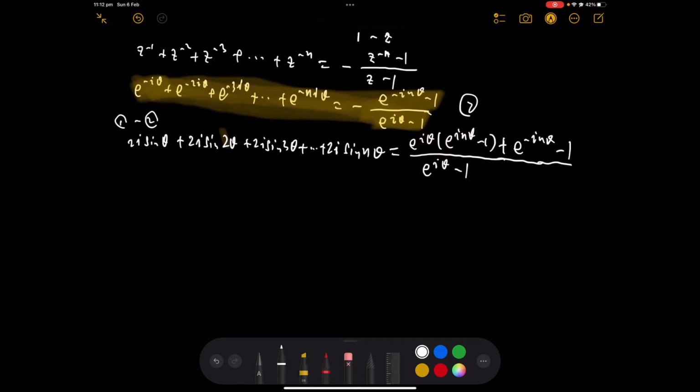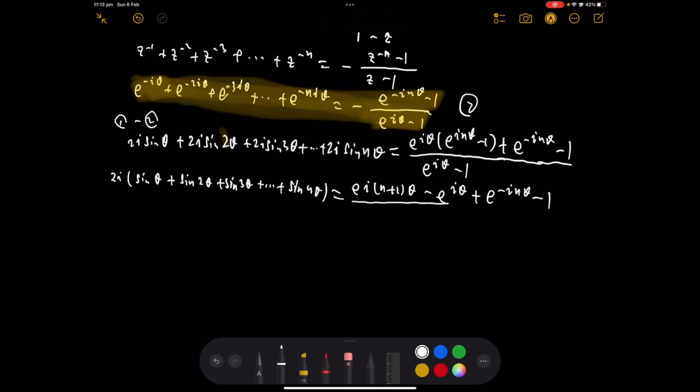It's almost there, except we have 2i, but it's okay. We can just use the 2i as a common factor and take it out. So I have 2i times sin θ plus sin 2θ plus sin 3θ plus up to sin nθ. On the right-hand side, there's a lot to do. So the numerator, I'm going to just expand it: e^(i(n+1)θ) minus e^(iθ) plus e^(-inθ) minus 1. That's my top, and my bottom is the same, e^(iθ) minus 1.